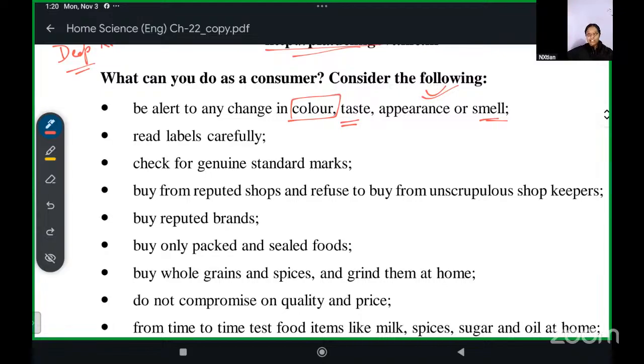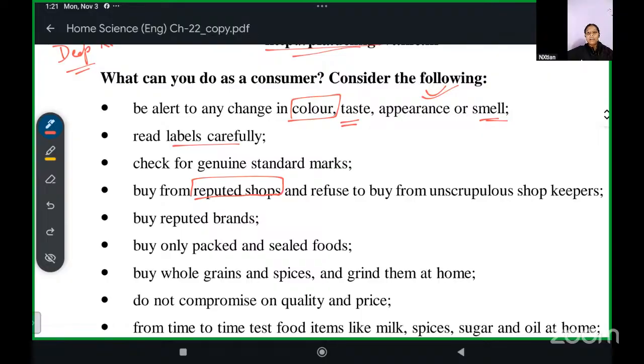Read the labels carefully. Check for genuine standard marks. We talked about these standard marks. Buy from reputed shops and refuse to buy from unscrupulous shopkeepers. That means from the roadside or those who don't have a proper shop and all, just sellers who are selling.